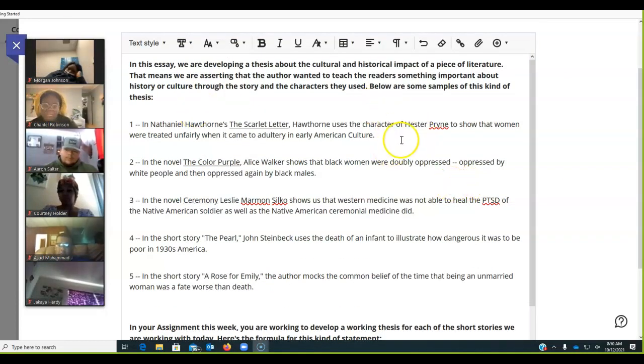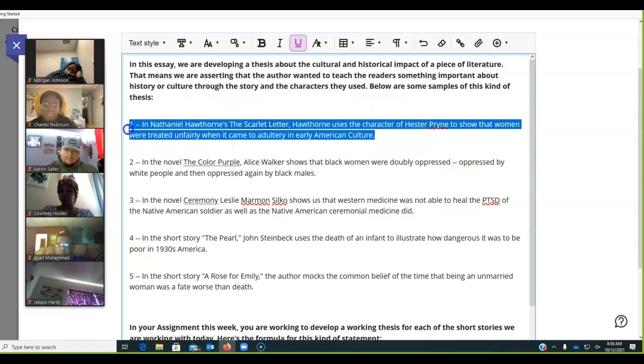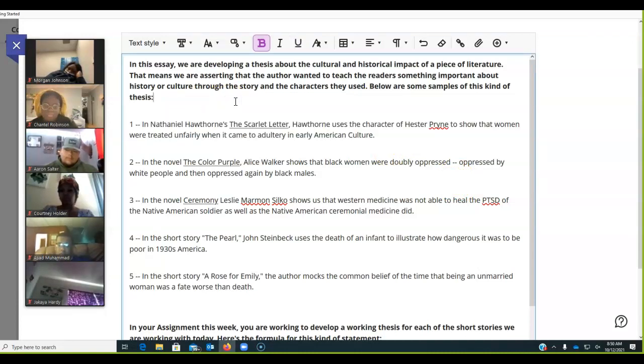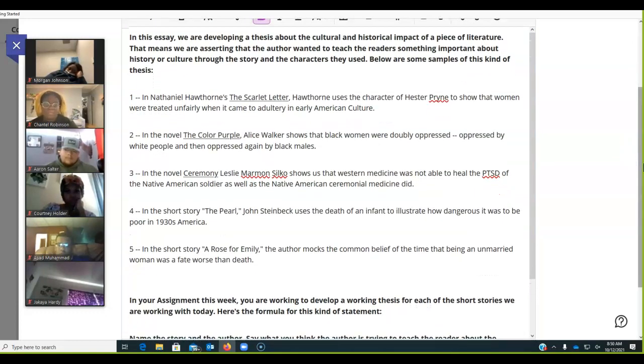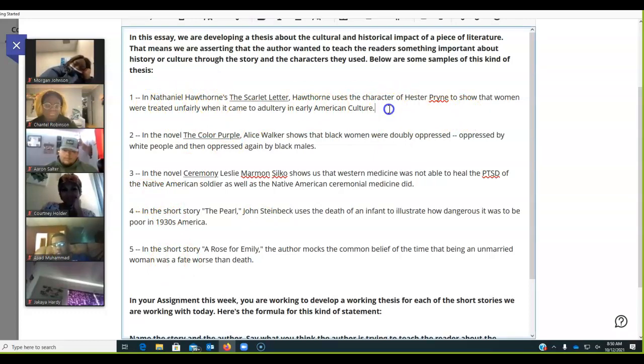All right. So as we read these, we're going to go through and take a look at the formula because there is a formula for these. And yes, you can print this out or you can take some notes on it or you can start working on your own while we go over these. But this is the formula I want for your thesis statements. So, Courtney, can you read number 1 to us, please?